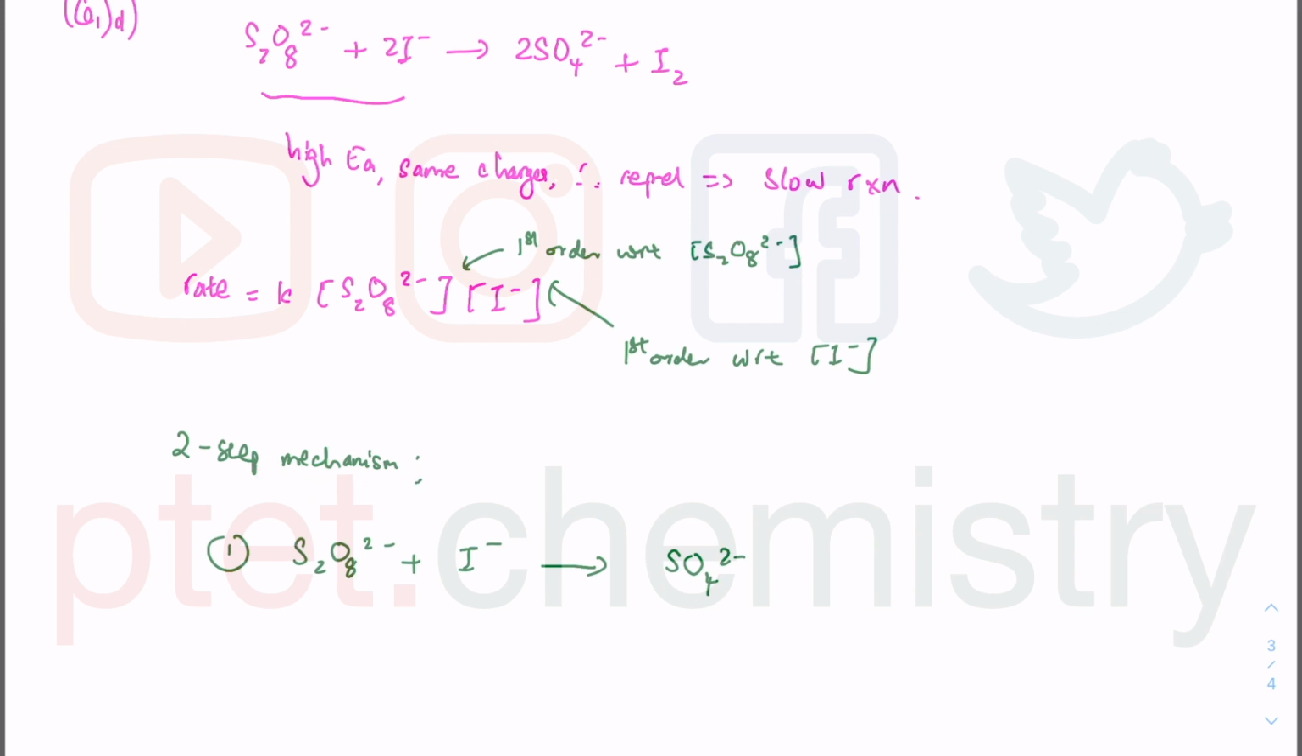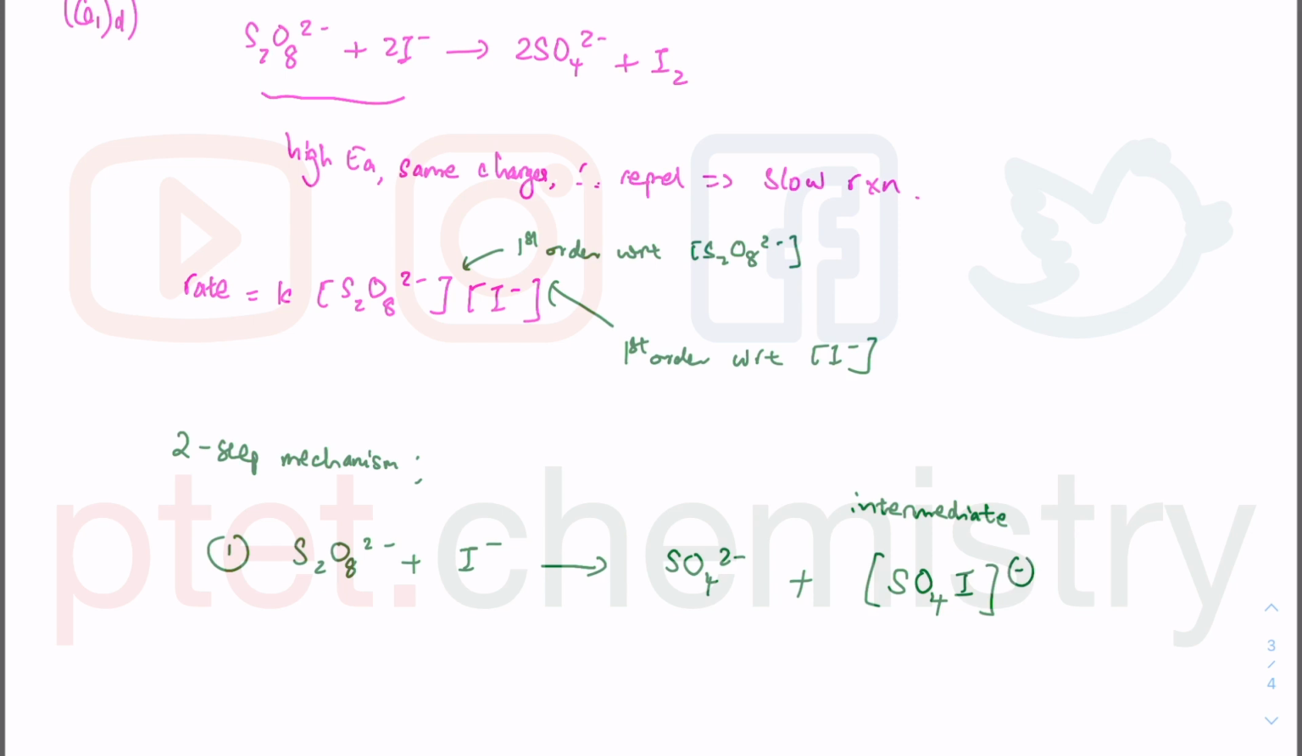I need an intermediate. I need something else which is not the product itself. Otherwise, there's no point of doing a two-step mechanism. You could just get to the final product yourself, all right? So instead of forming two of these, I'll just form one of these. And then that means I have another SO4. So the SO4 comes from S2O8 2 minus. I will have SO4, and then I'll have an I. The question now is, this is a 2 minus and this is a 2 minus. I must have a minus charge there.